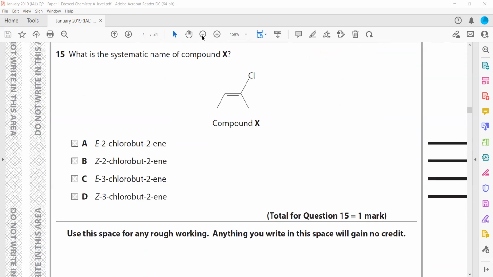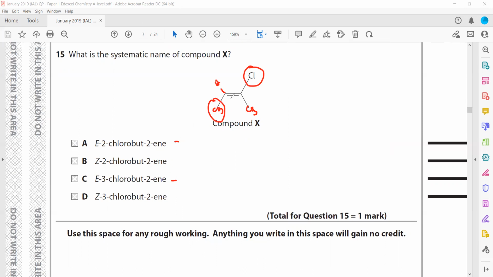Question 15, what is the systematic name of compound X? First, we have to check the heavy groups. This is CH3, this is CH3, this is H. When we check the heavy groups, this CH3 here and this Cl are the heavy groups. When the heavy groups are on different sides, it will be E, because it cannot be cis. So any option with E is correct.